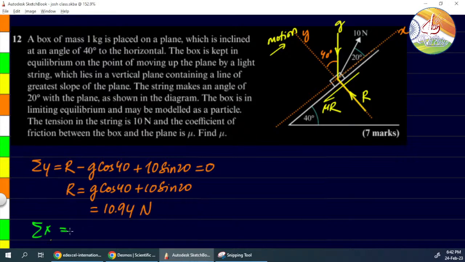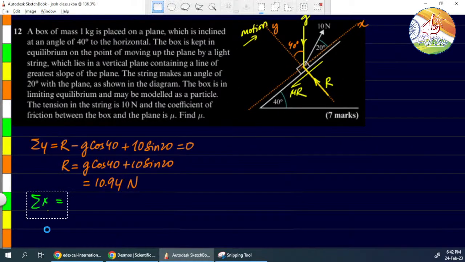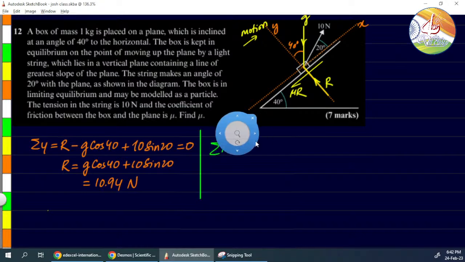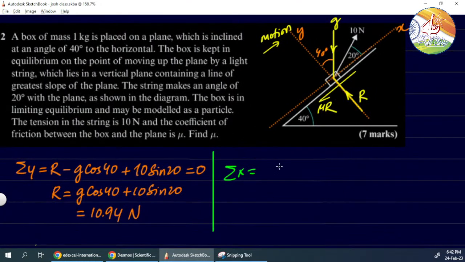Then x components, take all the x components. So first let us take 10 cos 20. It is in positive x direction. So plus g into sine 40. This will be in negative x direction. So minus. Then mu r is also in negative x direction. So minus. Total should be 0.